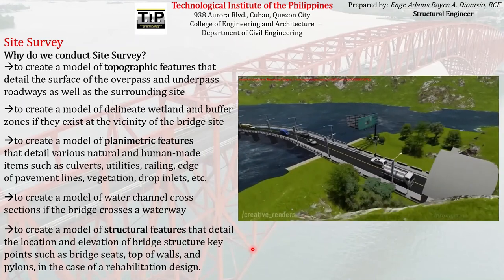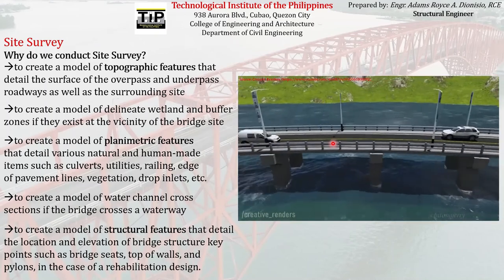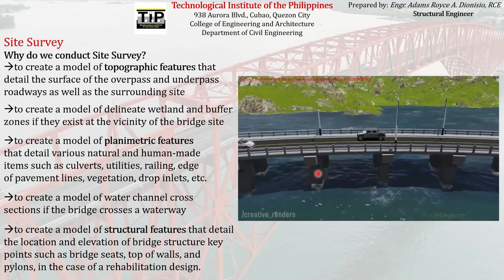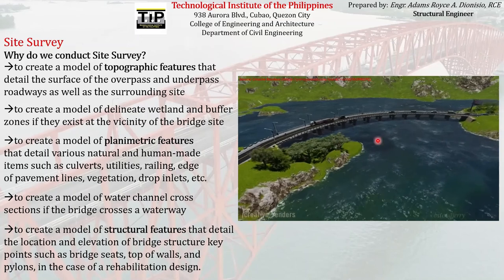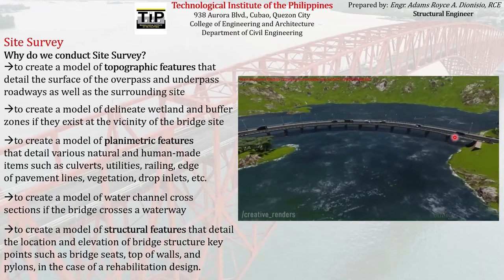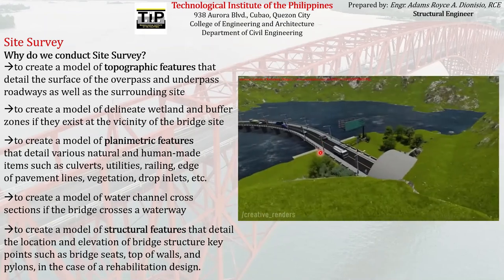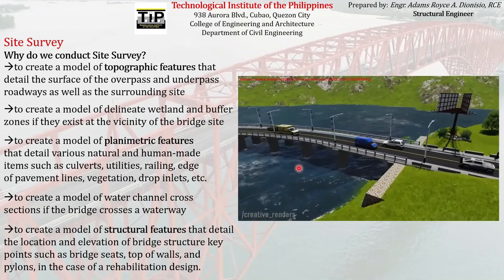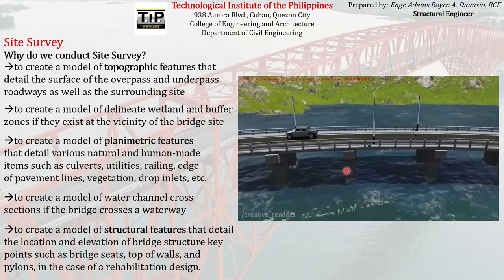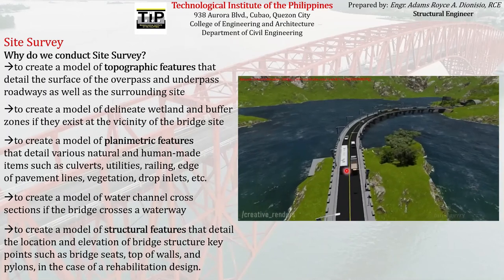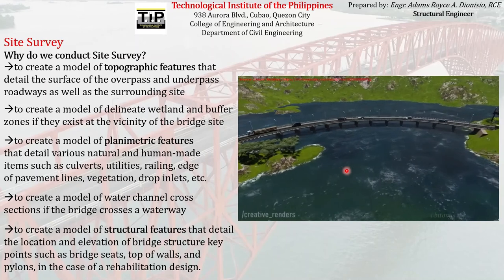So overall, again, we conduct site survey to have a model of the actual site where we are planning to construct our bridge structure, so that we can have a visualization of the actual site and all of the topographic features that we can see or encounter there as we construct our bridge structure. We can have a visualization of the actual site if we conduct measurements and observations on the site itself.